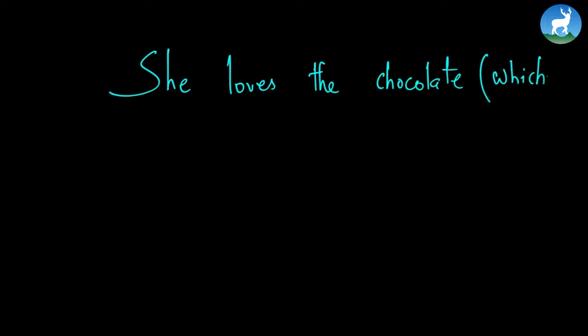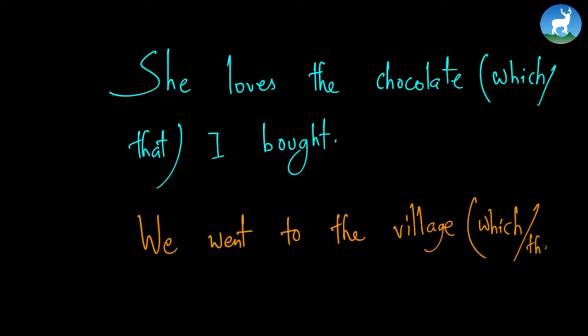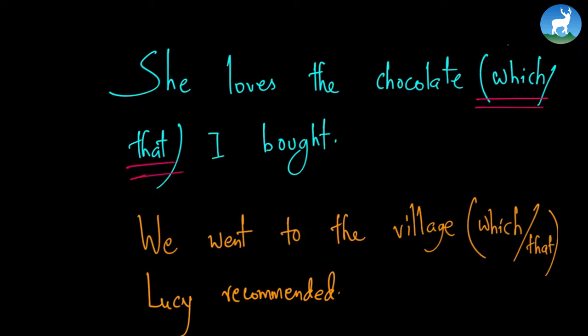She loves the chocolate. You can either say which or you can say that I bought. Let me write one more example and we'll understand. We went to the village. You can use either which or that Lucy recommended. Now if you look at these two examples, what is the relative pronoun? Which or that is the relative pronoun. And in the second sentence, again, which or that is the relative pronoun.